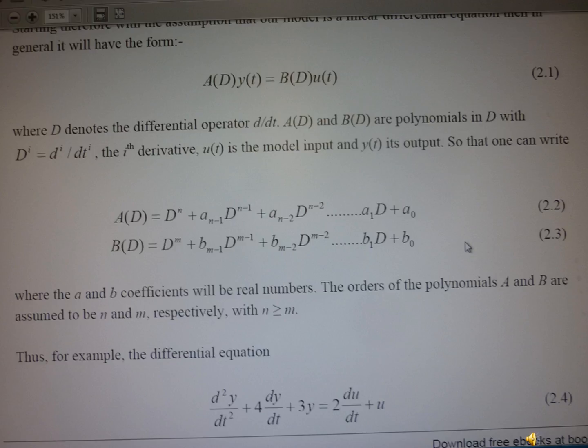In this case the differential equation for the control is d2y/dt2 plus 4 dy/dt plus 3y equals 2 du/dt plus u. So this is the basis of the control equation. In the control function, we also have to utilize the basis of the controller equation.